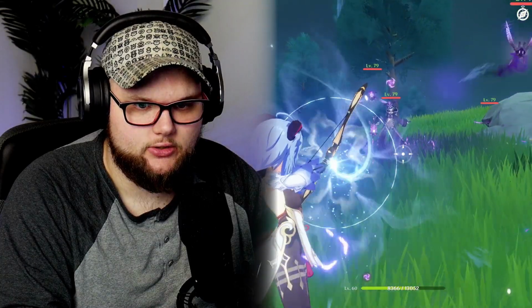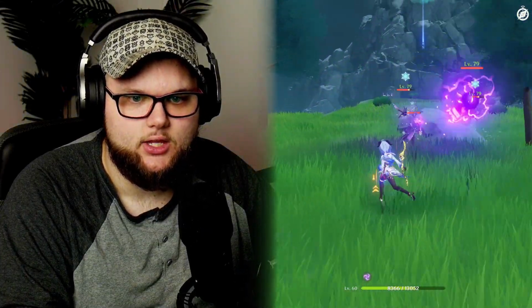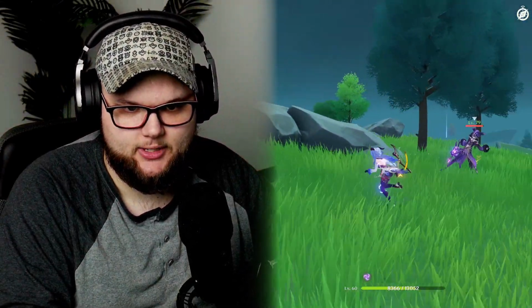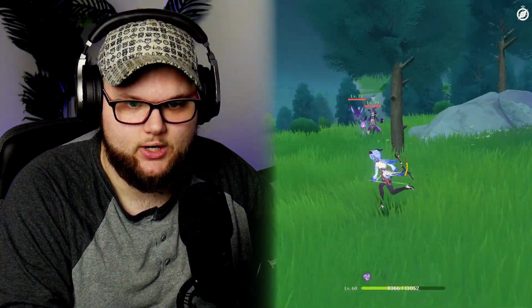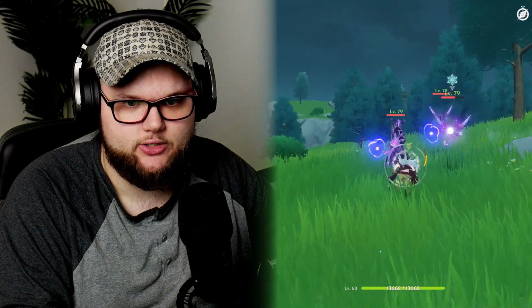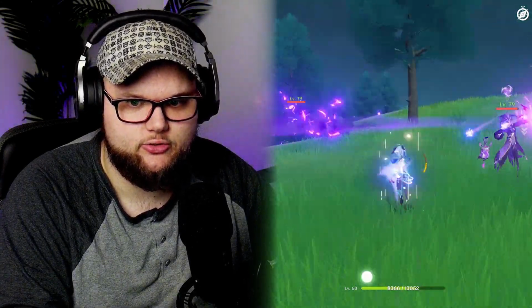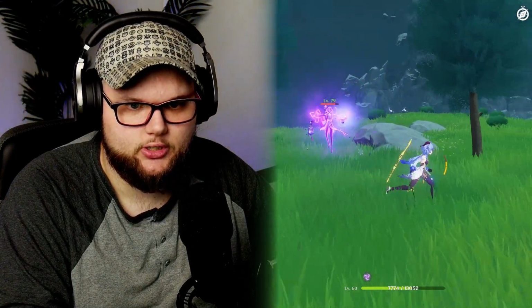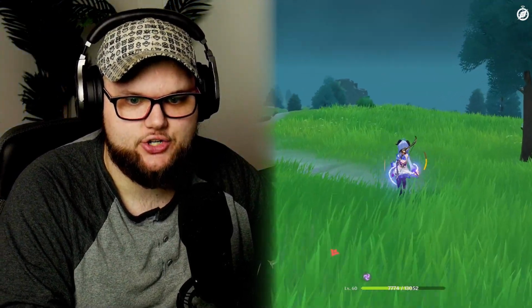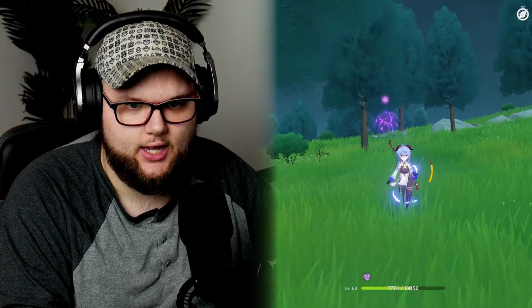Now if we take Ganyu here and we apply Cryo, Cryo is the second element being applied on top of the Electro. Therefore, that is the trigger element. And you'll notice whenever we do that, it causes Superconduct to show up on the screen. Superconduct is the specific reaction that we're having with those two elements.